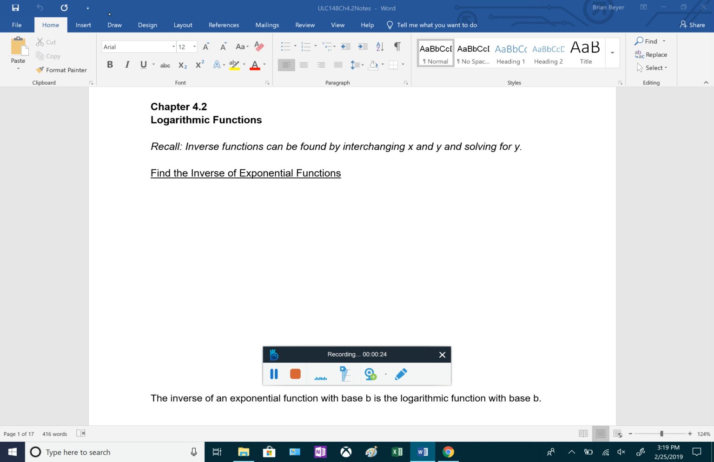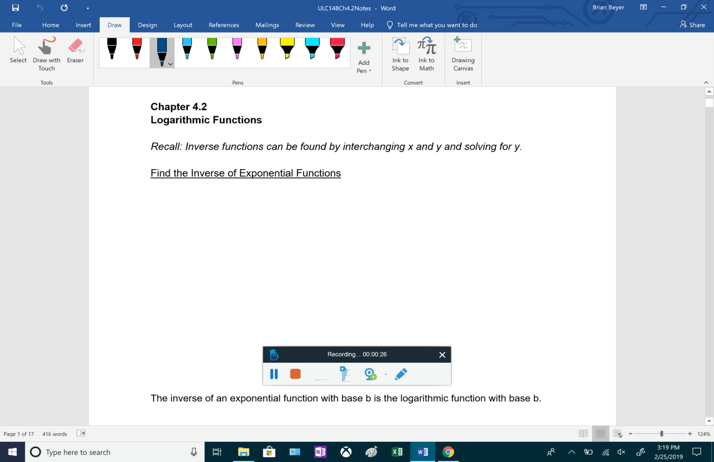So let's say we had an exponential, and it was y equals b to the x. So y is a function, x is the variable, b is the base. What we would do is we interchange the x and the y, and then we would solve for y.